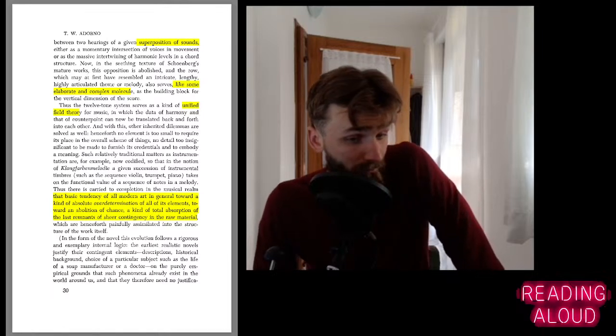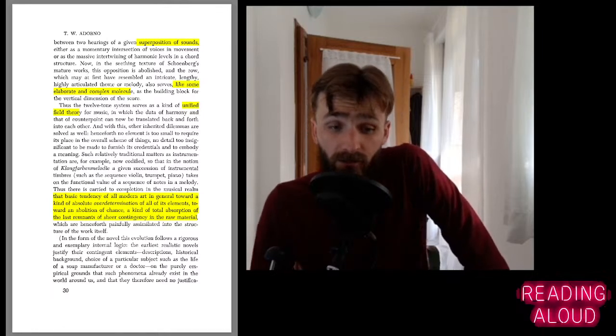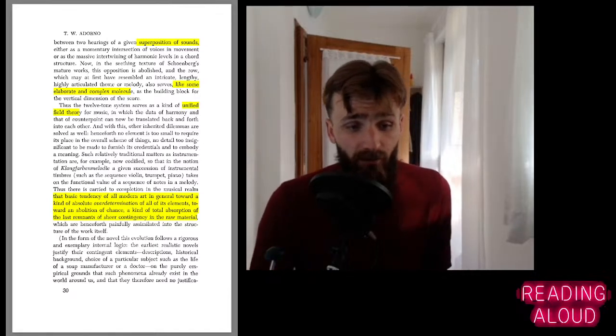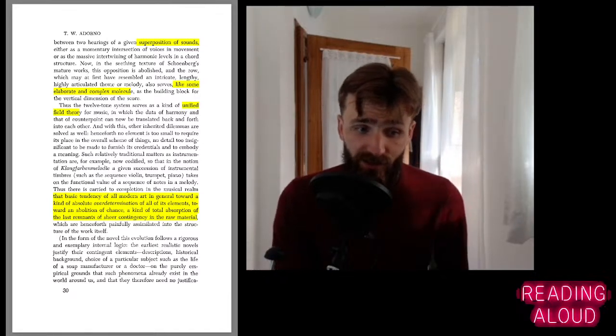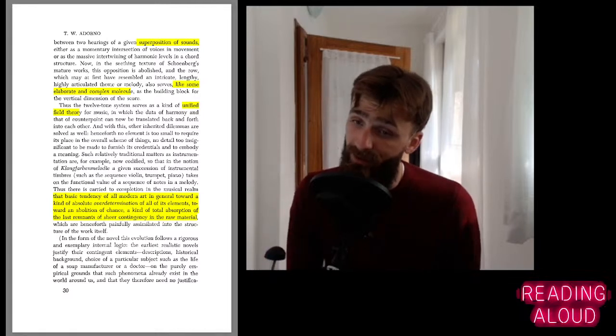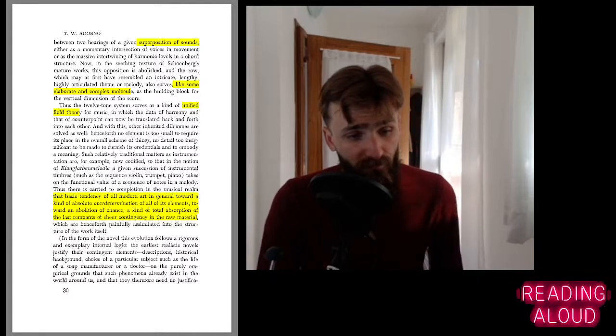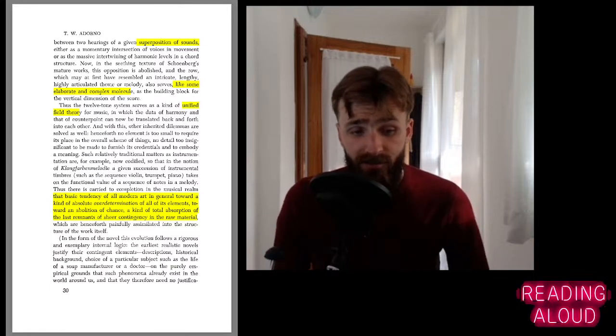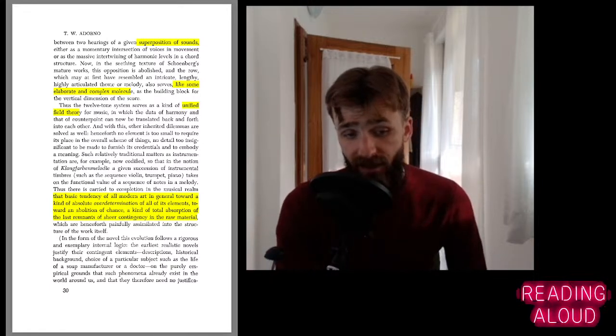In parentheses, in the form of the novel, this evolution follows a rigorous and exemplary internal logic. The earliest realistic novels justify their contingent elements, descriptions, historical background, choice of particular subjects such as the life of a soap manufacturer or a doctor, on the purely empirical grounds that such phenomena already exist in the world around us, and that they therefore need no justification.